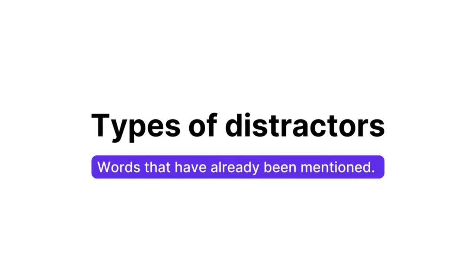First of all, words that have already been mentioned. For example, you're completing a multiple choice question. You would be looking at an answer option and the person in the audio would mention the answer you were looking at. You might think that that's the answer, but just because it's mentioned doesn't mean it's right.